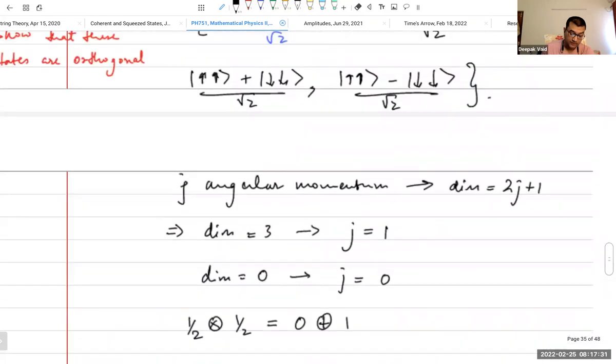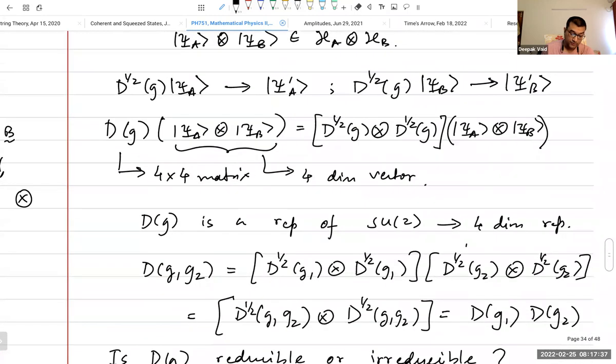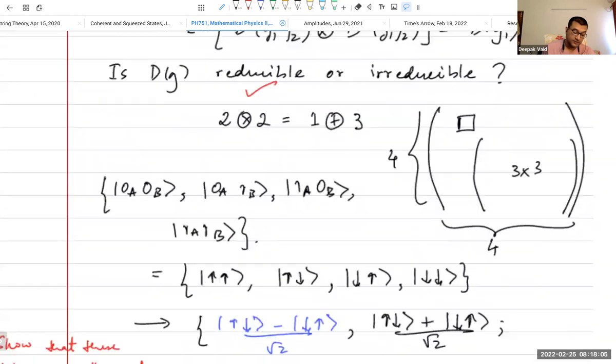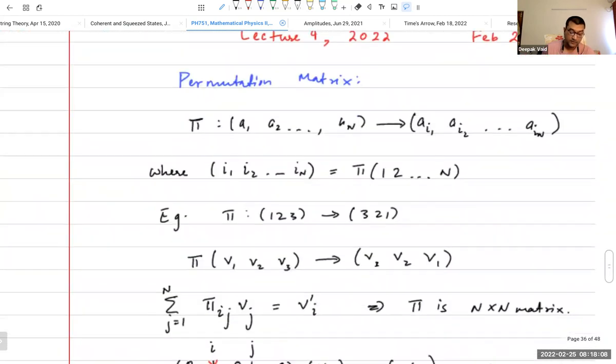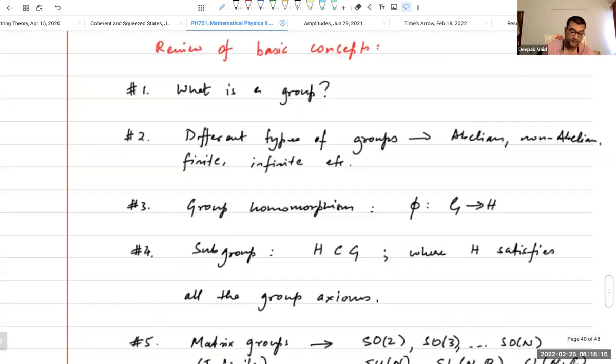I was talking about the example of two spin half particles. And I showed you that on either spin one half particle, you have a representation of SU2 which acts. So on both of those particles on the combined system, you have a representation which has this form. This is an example of a direct product of a representation. You can also construct similarly a direct product of two groups. So those two groups don't have to be the same.